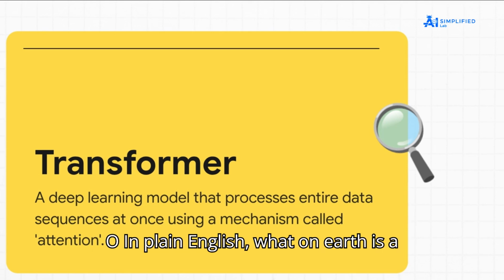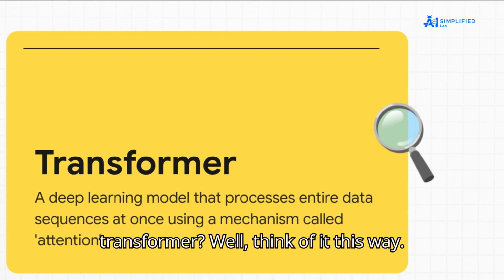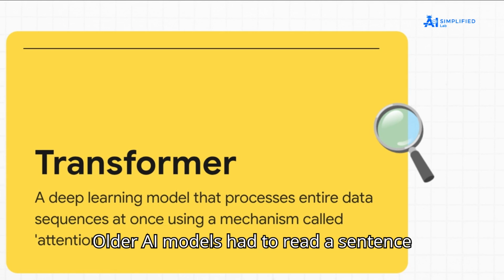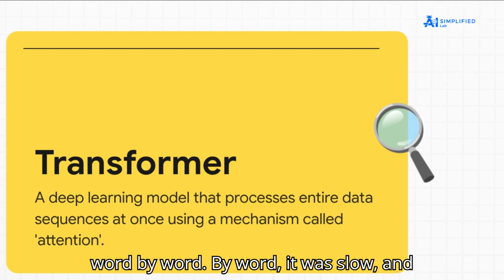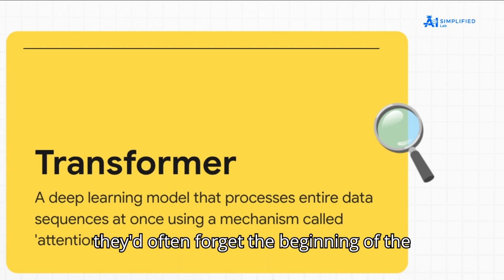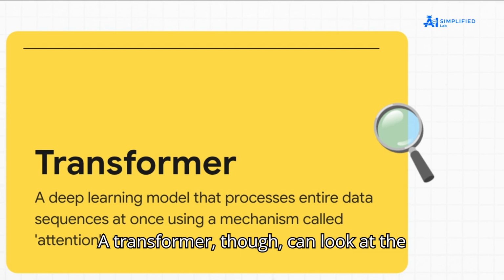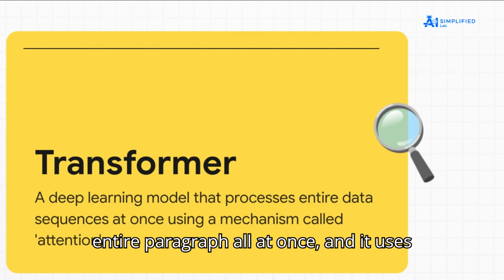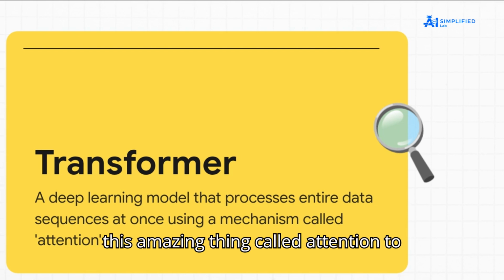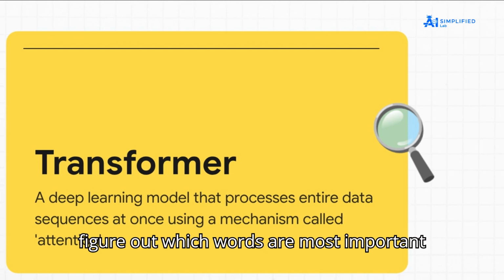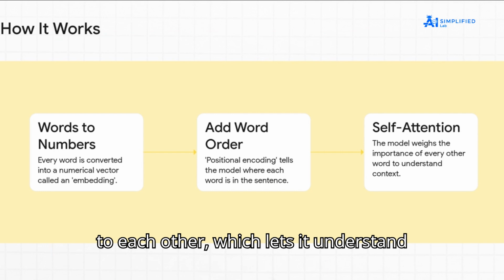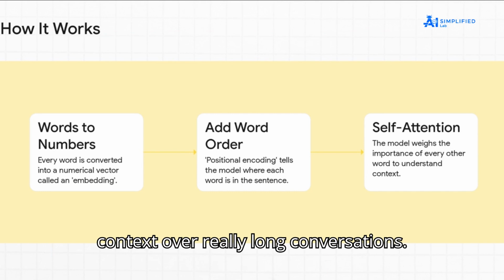So, in plain English, what on earth is a transformer? Well, think of it this way. Older AI models had to read a sentence word by word by word. It was slow, and they'd often forget the beginning of the sentence by the time they got to the end. A transformer, though, can look at the entire paragraph all at once. And it uses this amazing thing called attention to figure out which words are most important to each other, which lets it understand context over really long conversations.